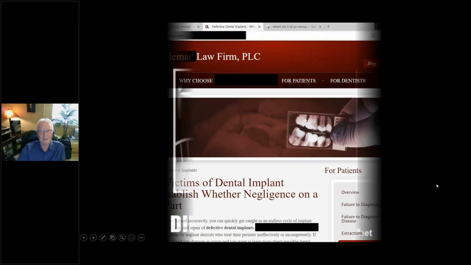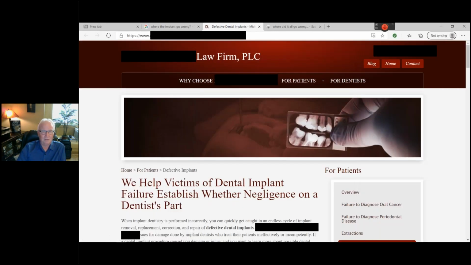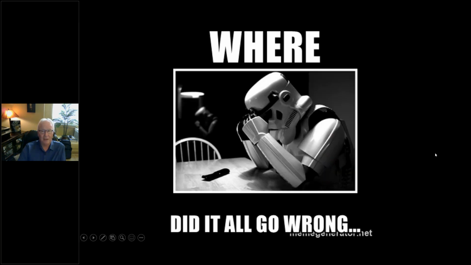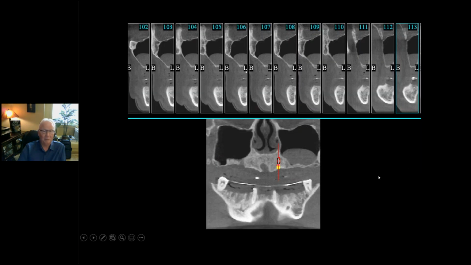Where did it all go wrong? Well, a lot of times it goes wrong because basically you haven't paid attention. Look at some of these. I go to these sites all the time because I have to stay current. But failure to diagnose periodontal disease down here on the lower right, that's become something that's on every law firm's website now, and also oral cancer. But this one was defective dental implants. Was there negligence? Well, if you don't diagnose periodontal disease, that's probably negligence.